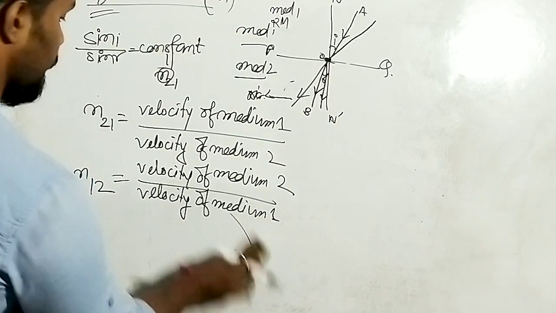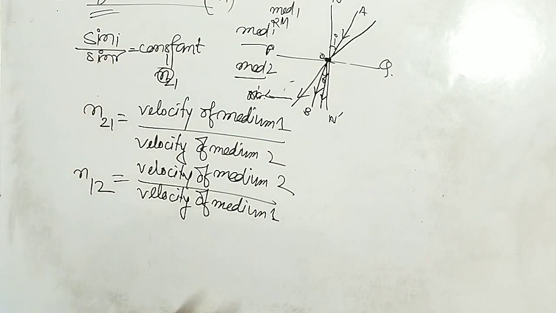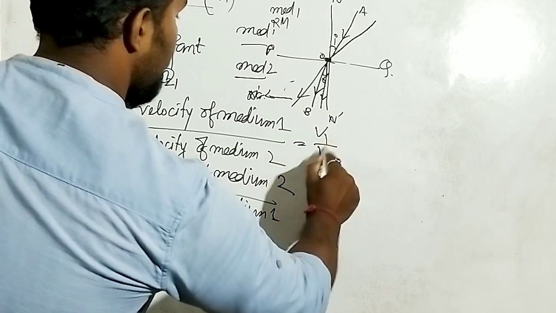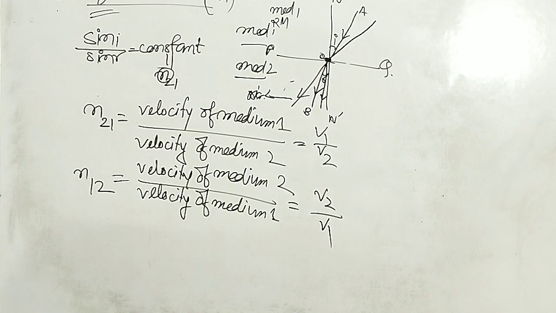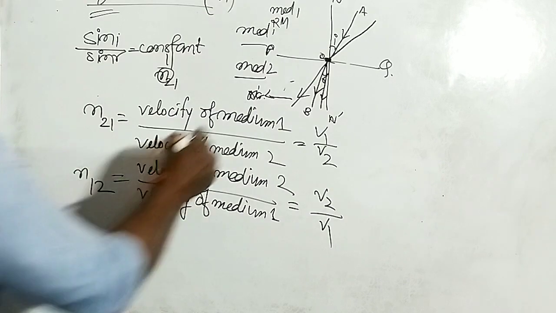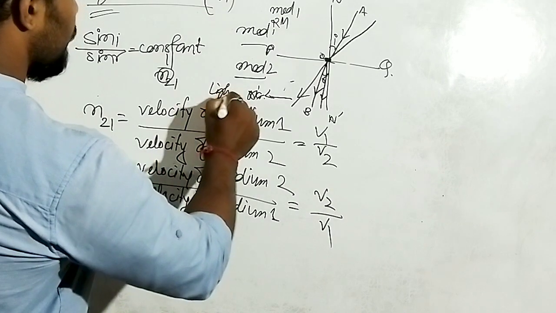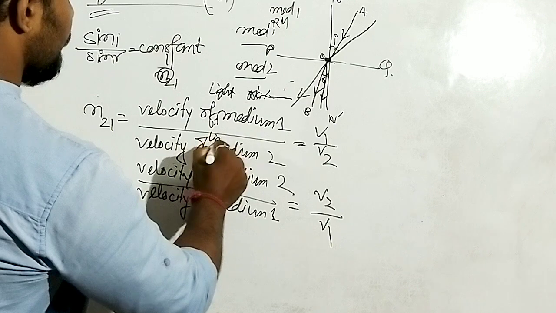Now look closely at these two relations. One is represented by v1 by v2. The other is represented by v2 by v1. And I actually forgot to write velocity of light. It should be velocity of light, again it should be velocity of light. You should write it down properly.